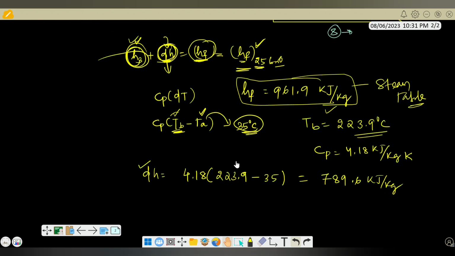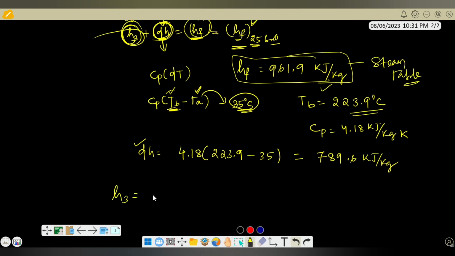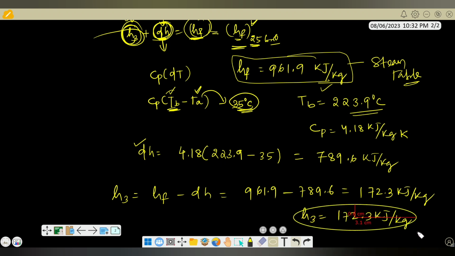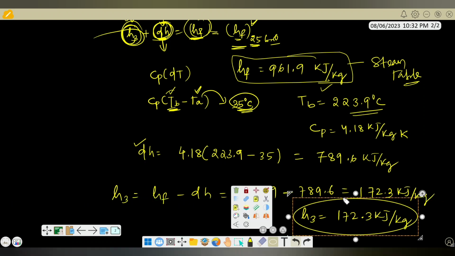So let us put all these values. h3 will be equal to HF minus dH. HF is 961.9 minus 789.6, so here you will be getting 172.3 kilojoule per kg, right? So h3 you got, this is 172.3 kilojoule per kg. This is what you got for the value of h3, right?